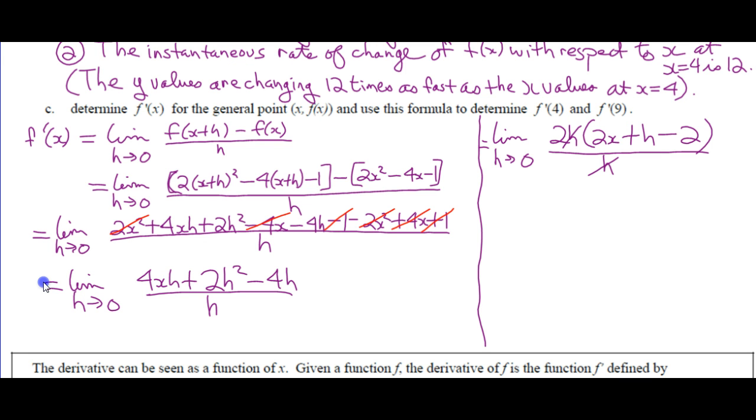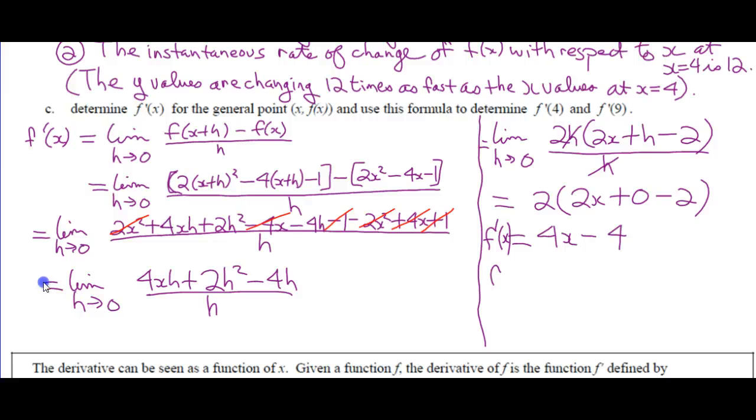Okay, so those guys cross off. So that equals 2x plus 0 minus 2, right? Because now it's okay to put in the h as 0. Okay, so h is gone. 2x plus 0 minus 2, which will be 4x minus 4. And what was that? That was f prime of x. So a general formula for f prime of x is 4x minus 4.